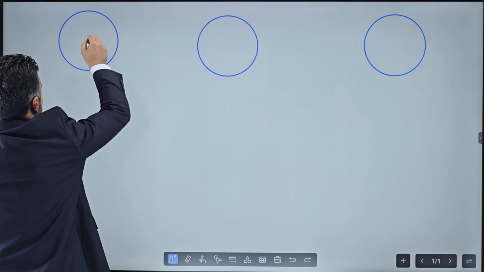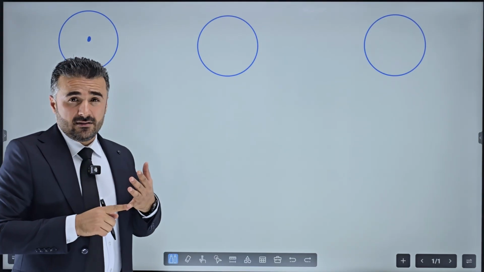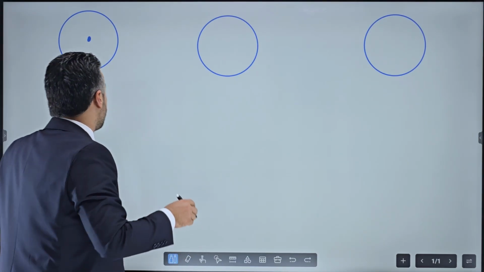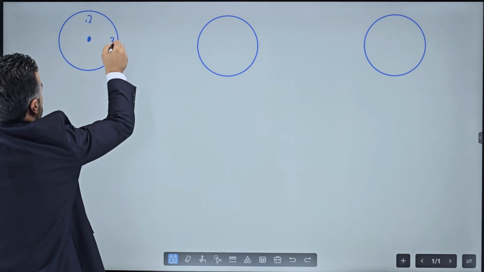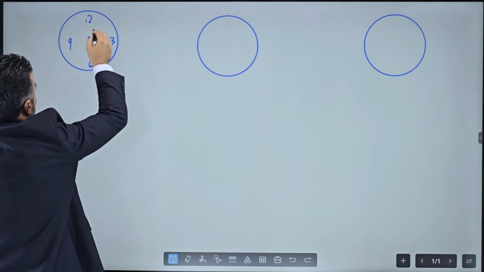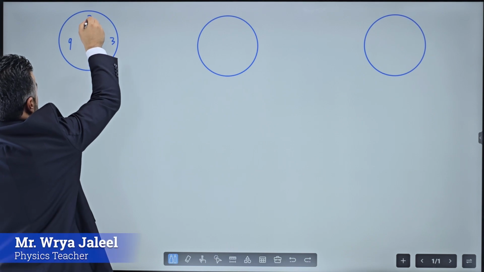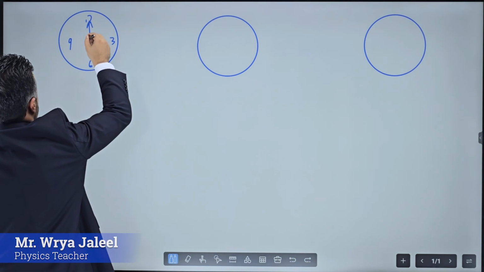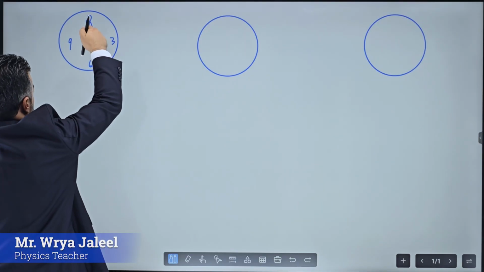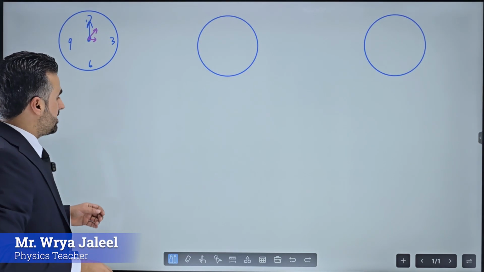Now you know that the clock has three hands, and that is the second hand, the minute hand, and the hour hand as well. Let's just say this is 12, this is 3, 6, and 9. This is a clock. What are the hands of a clock? The first one is the longest, and that is the second hand. Then another hand is the minute hand, that is shorter than the second, and then we have the hour hand, which is the shortest.